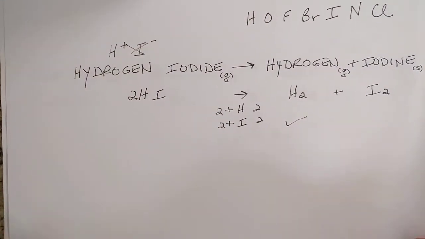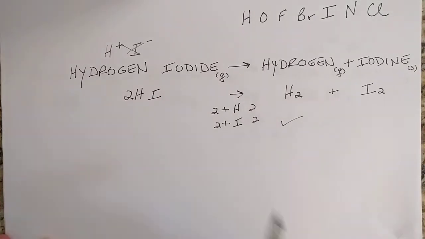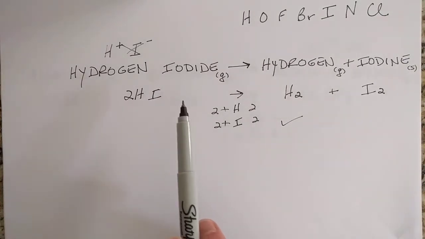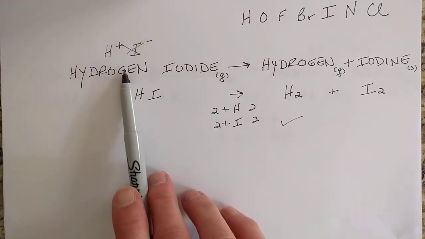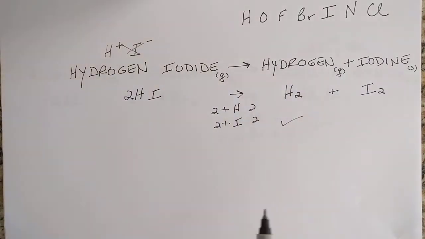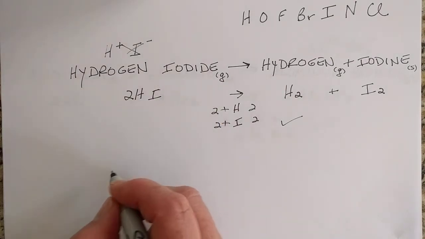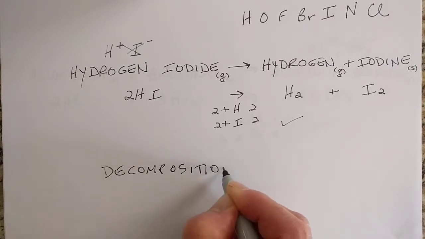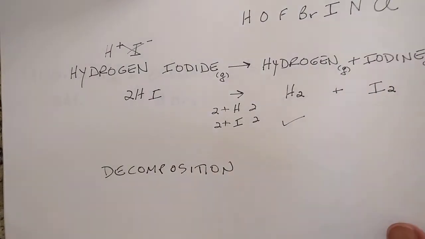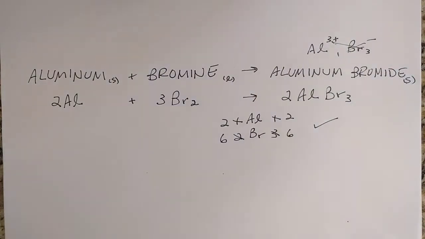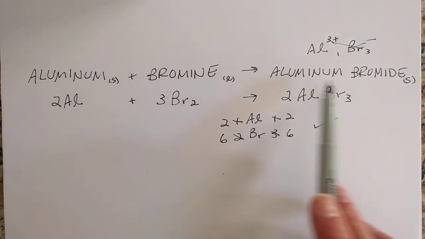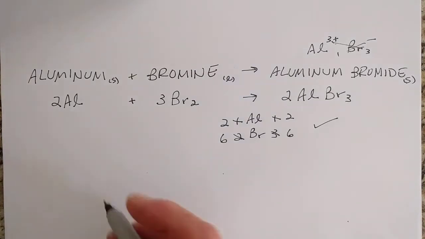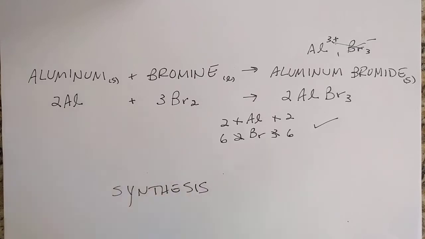Oh yeah, I forgot to mention. Let's review our classification. So for this first reaction that we did just a minute ago, we have one substance breaking down into 2 simpler substances. This is a decomposition reaction. And then the one that we just did, where we have 2 substances making a substance, this is a synthesis reaction, if we were to classify that.